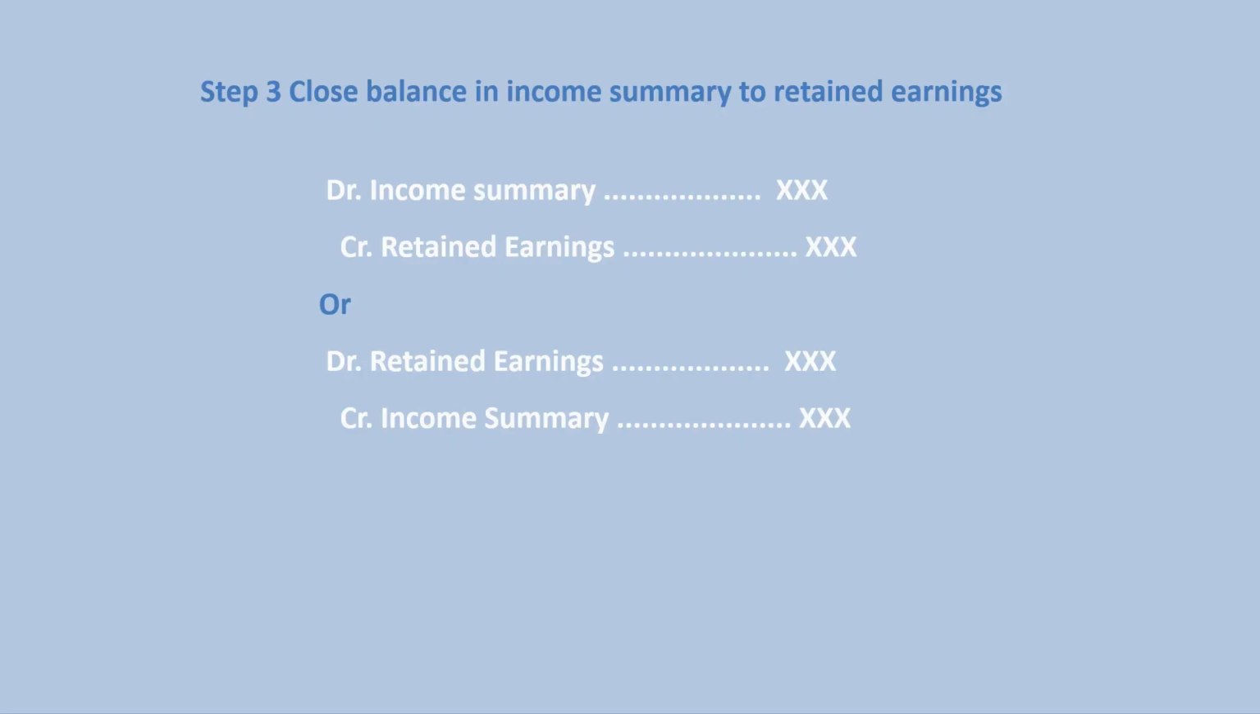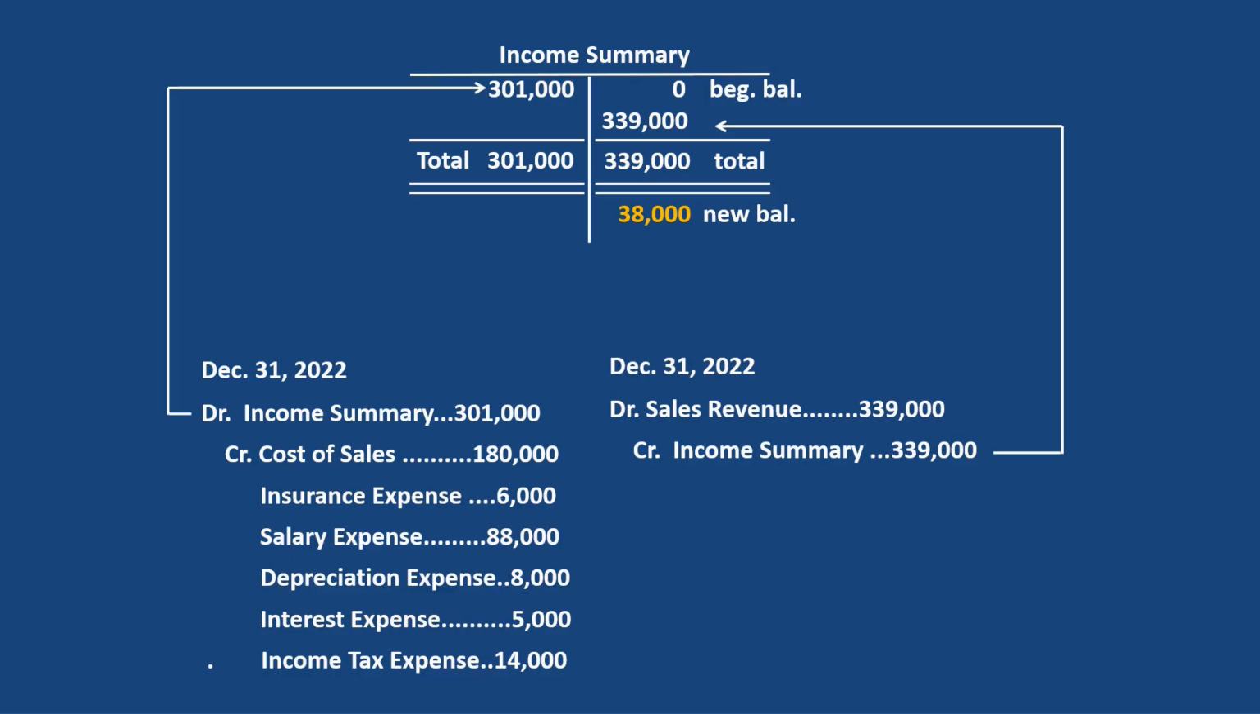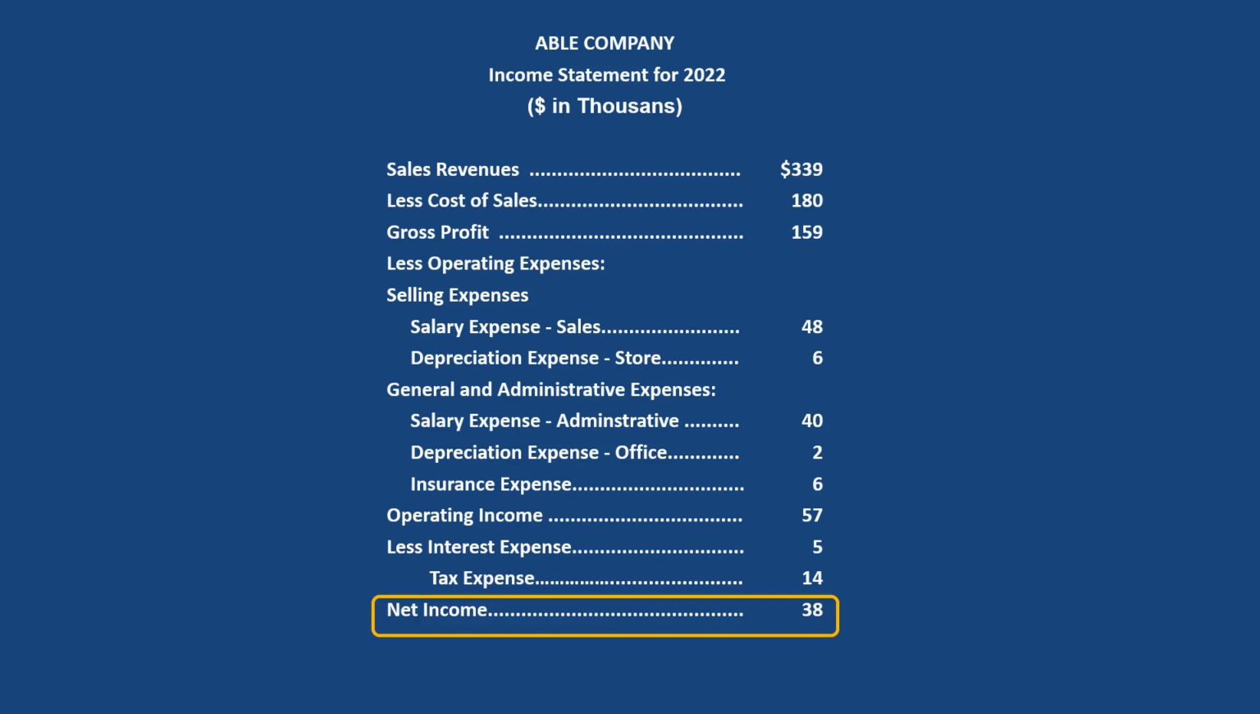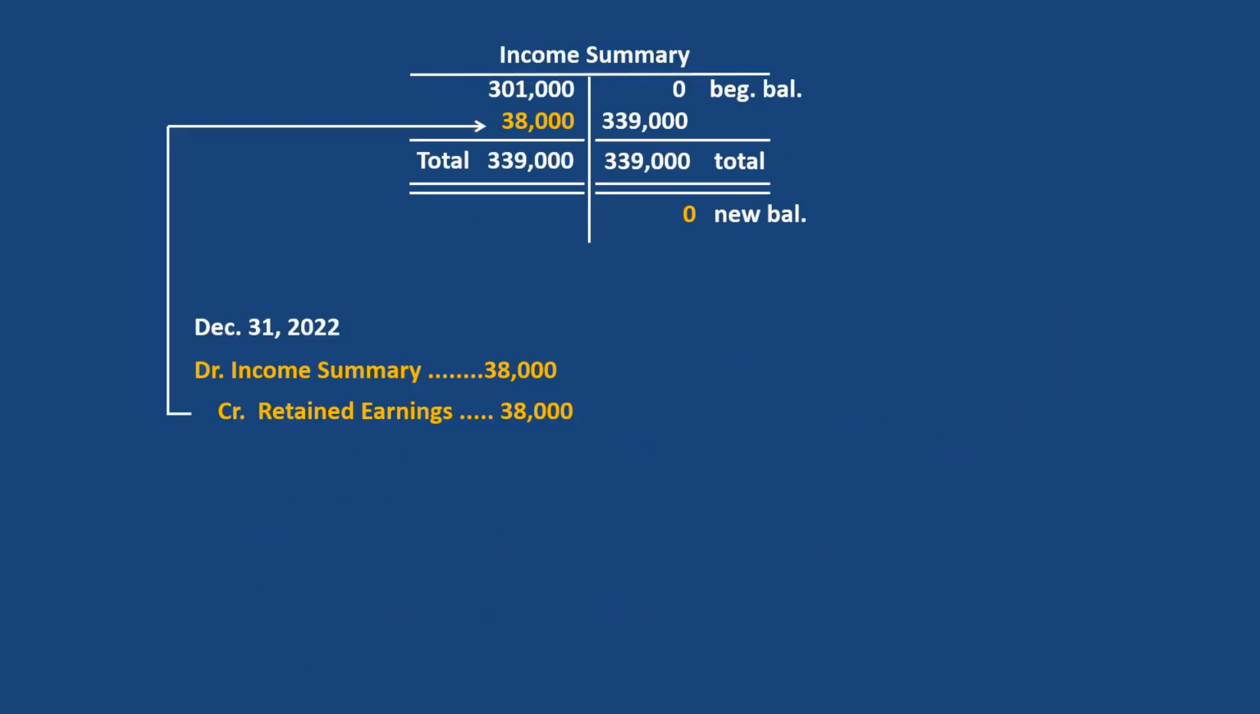Okay, now it's time to close the balance in the Income Summary to retained earnings. At this point, the balance in the Income Summary matches the net income we calculated for the income statement. And we close the Income Summary just like this.